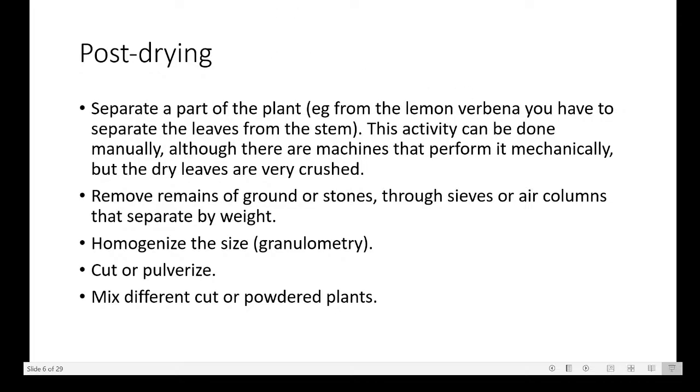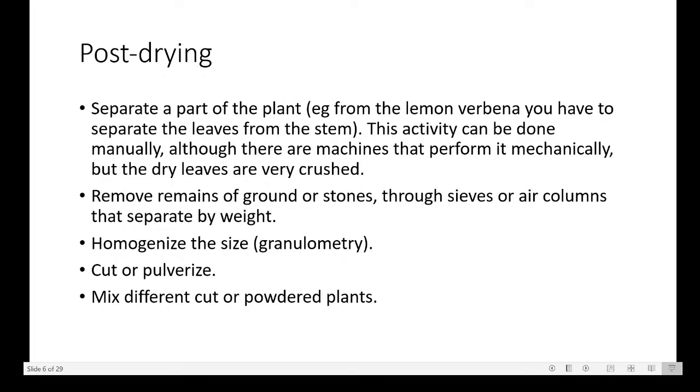That separation process is very important, and in the separation process we can easily understand which is needed and which is not needed. So this process is very important. And in this post drying, after the separation of these parts, we have to homogenize the particular material. Homo means the same.